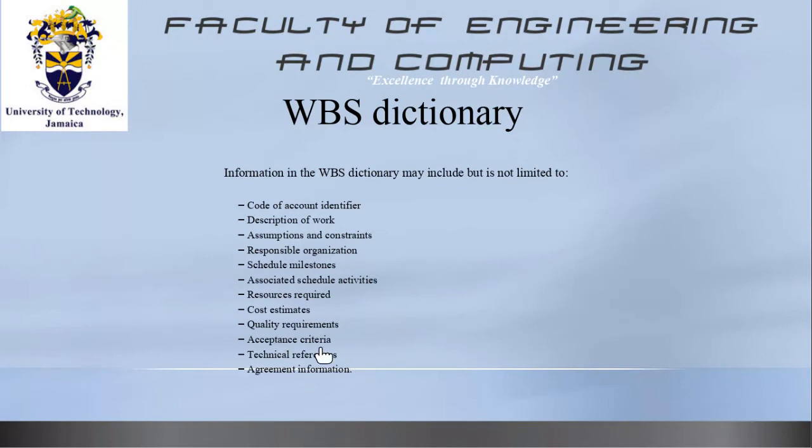Technical references. Ensure that you do this. I spoke to some of it earlier. For example, when we're dealing with specifications and stuff like that, make sure you get it right on paper before you proceed to do anything. Any additional information that is required in the form of an agreement, make sure it is contained in your WBS.